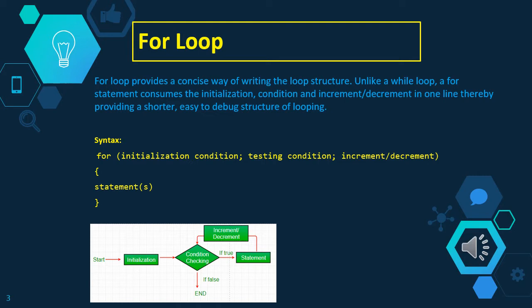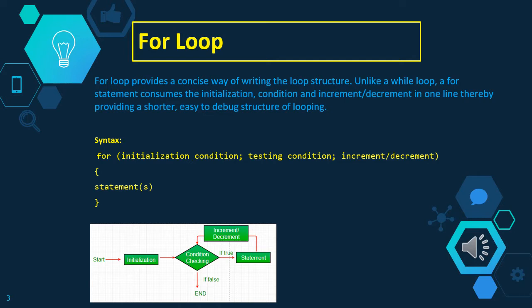So the first one is for loop. For loop provides a concise way of writing the loop structure. It explains the loop structure in a brief yet detailed way. Unlike a while loop, the statement consumes the initialization, condition and increment or decrement in one line, in one small bracket, thereby providing a shorter, easy to debug structure of looping. So it's easier to understand and also shortens execution time.